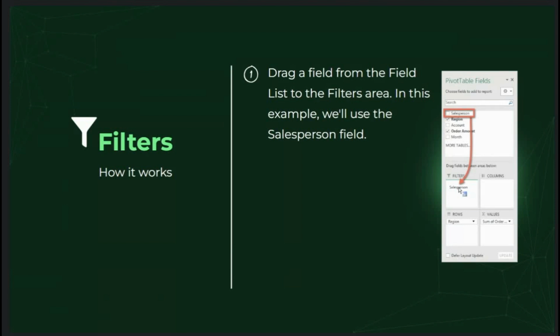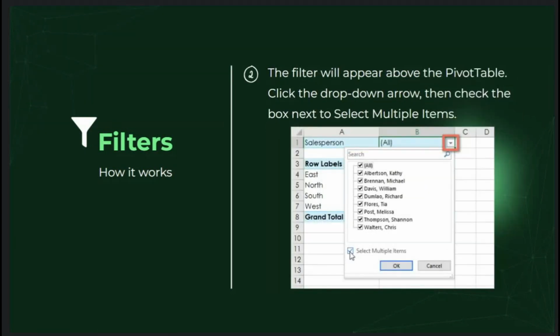Based from our example here, step by step, drag a field from the field list to the filters area. In this example, we'll use the salesperson. And then, moving on, the filter will appear above the pivot table, and then click the drop down arrow, then check the box next to select multiple items. And so, i-filter niya according to your needs, according to the data that you're looking for.